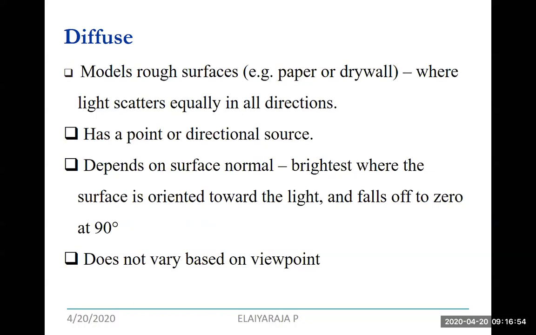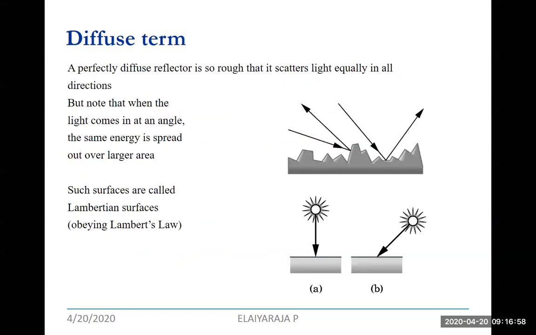So for diffuse, the surface absorbs the light source completely. The diffuse term: a perfectly diffuse reflector is so rough that it scatters the light equally in all directions, right?